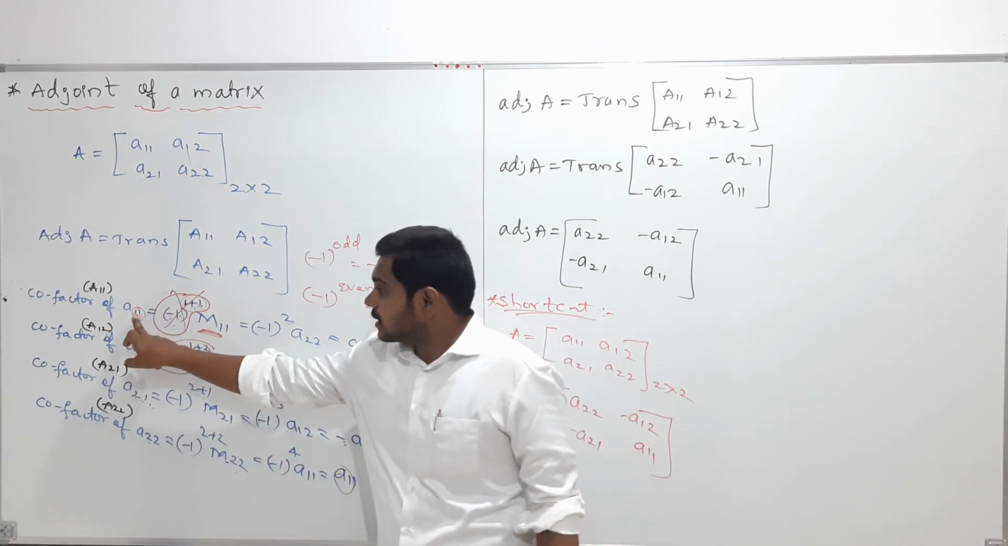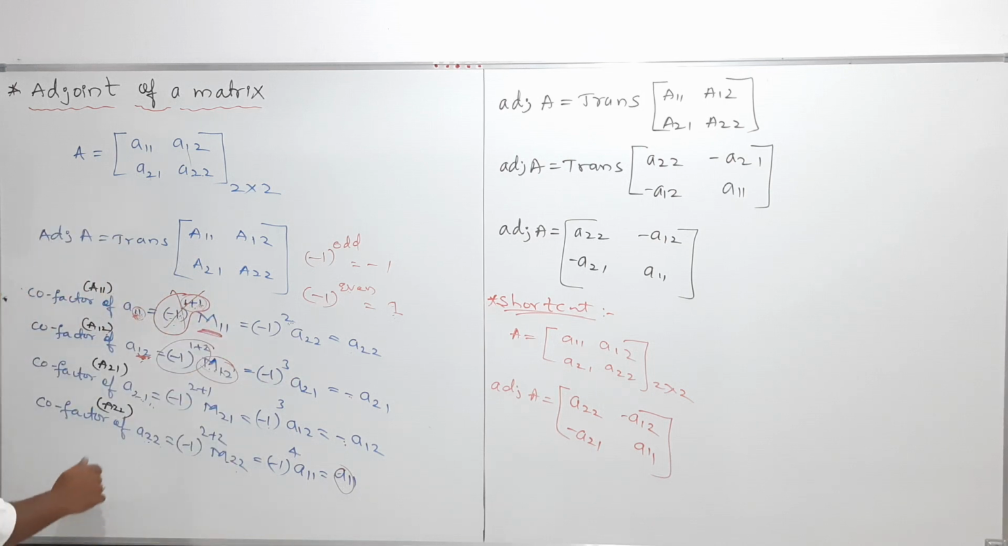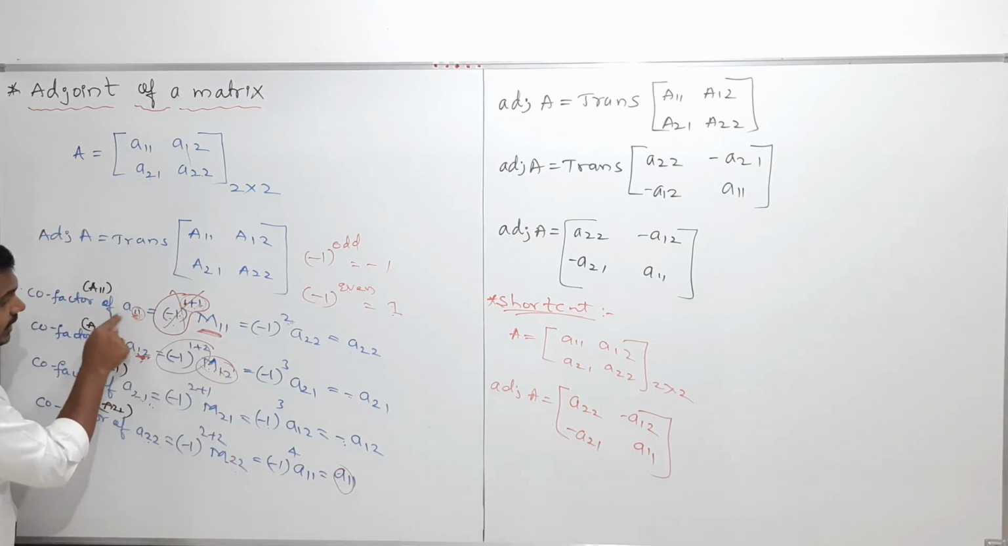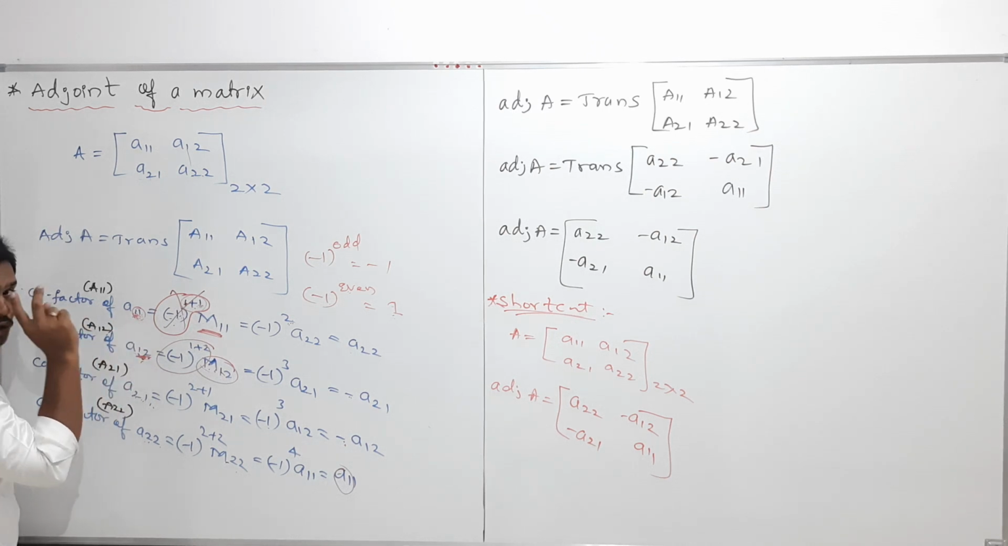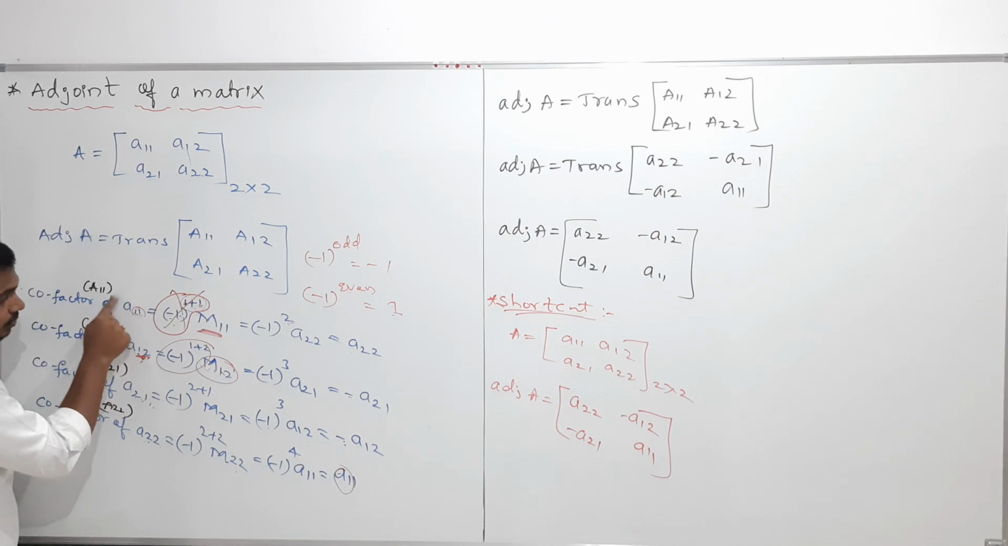Clear? So here it is. I'll take one example here, and you can easily understand. So A11 means 1 plus 1 is 2. 2 means you should take it as positive. So positive into the minor of A11.